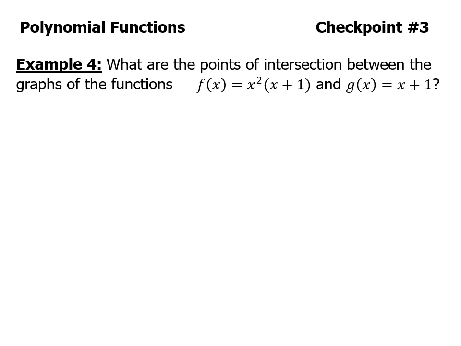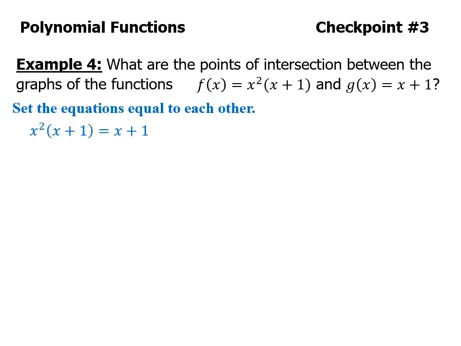Example 4, what are the points of intersection between the graphs of the function f of x equals x squared times x plus 1 and g of x equals x plus 1? First off, set the equations equal to each other. Second, simplify and solve for x. We've got a couple ways we can do this.